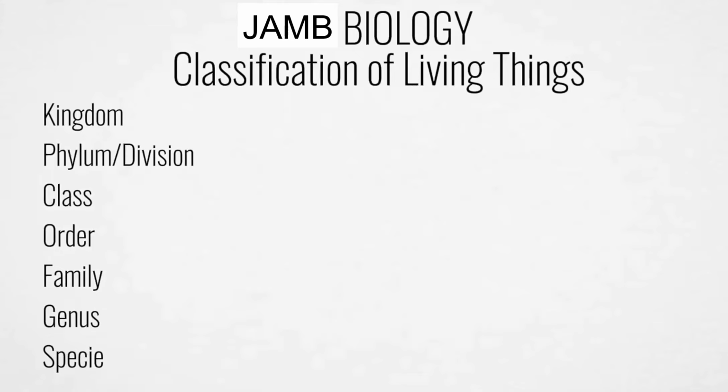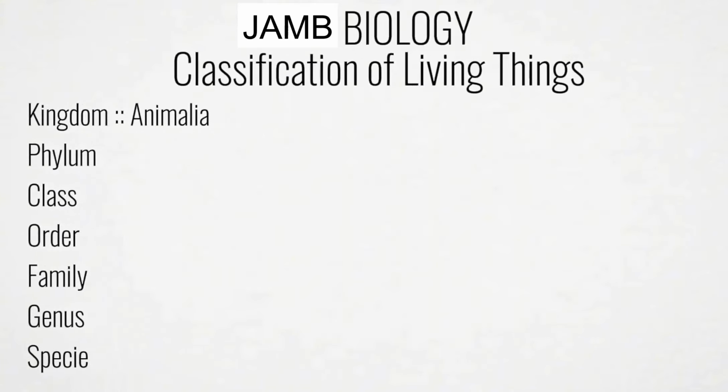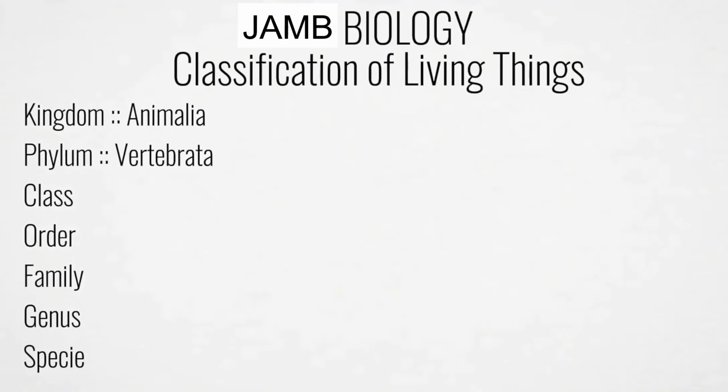Starting with the kingdom, man belongs to the kingdom Animalia. The features of organisms in this kingdom include a cell covered with a thin flexible living layer called the cell membrane, a nucleus surrounded by a nuclear membrane, and lastly, they are heterotrophic in nutrition. The next on the hierarchy is phylum. Man belongs to the phylum Vertebrata, which means they possess a vertebral column or backbone.